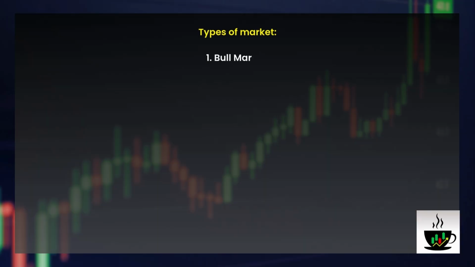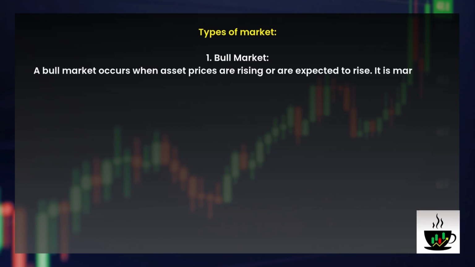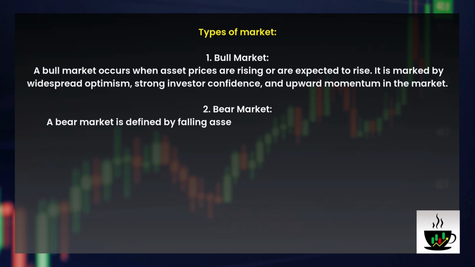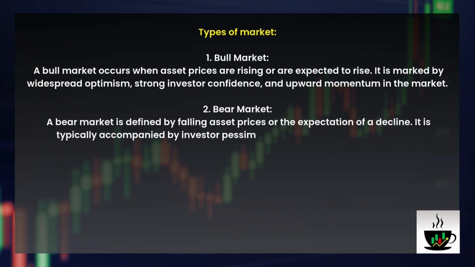Types of market. 1. Bull market. A bull market occurs when asset prices are rising or are expected to rise. It is marked by widespread optimism, strong investor confidence, and upward momentum in the market. 2. Bear market. A bear market is defined by falling asset prices or the expectation of a decline. It is typically accompanied by investor pessimism, fear, and reduced confidence.